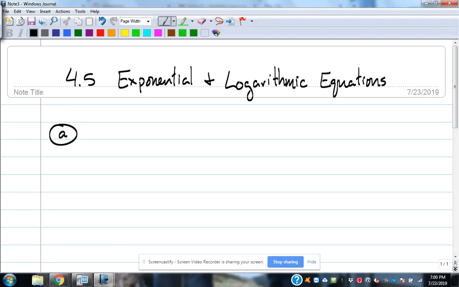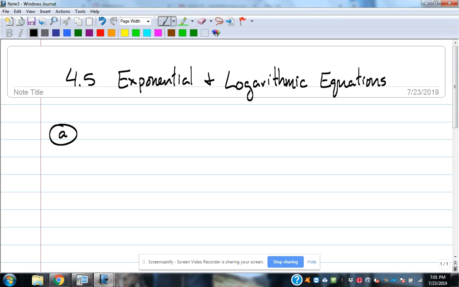Exponential and logarithmic equations. The idea here is that we're going to have some equations mixed together. In order to solve an exponential equation, you have two options. One would be to get the base the same, if that's possible. If that's not possible, then you're going to use a logarithm to solve an exponential equation. And if it's a logarithmic equation, the strategy would be to use an exponential to solve a logarithmic.